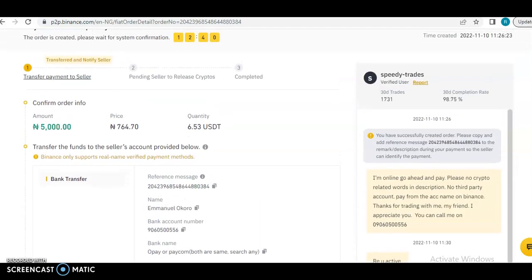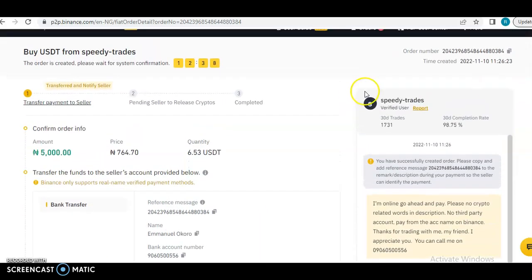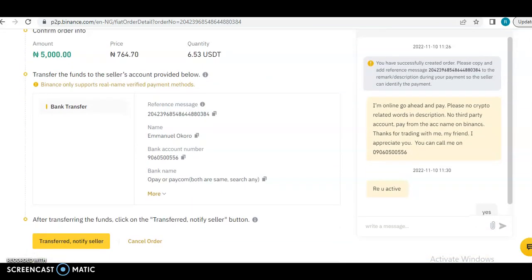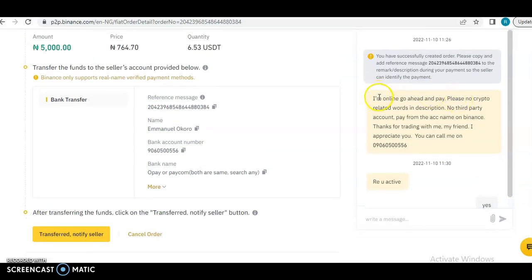There's usually a countdown here. Okay, there's a countdown here. That's why you need to be very careful. You need to be very fast so that you can make the payment before the countdown elapses. So as you can see, I'm even chatting with the guy. He said that I'm online, go ahead and pay. Please, no crypto related words in description, no third party account, pay from the account name on Binance.